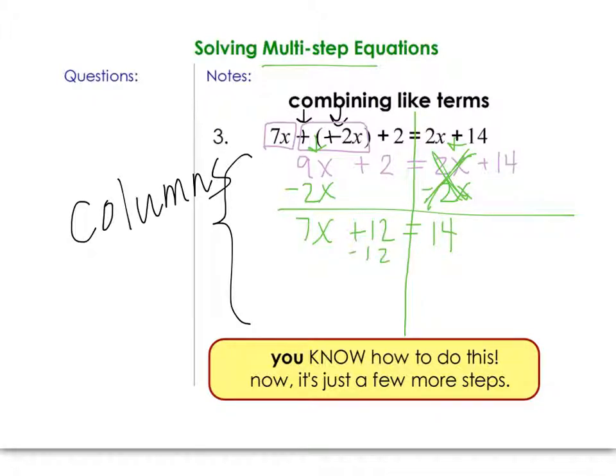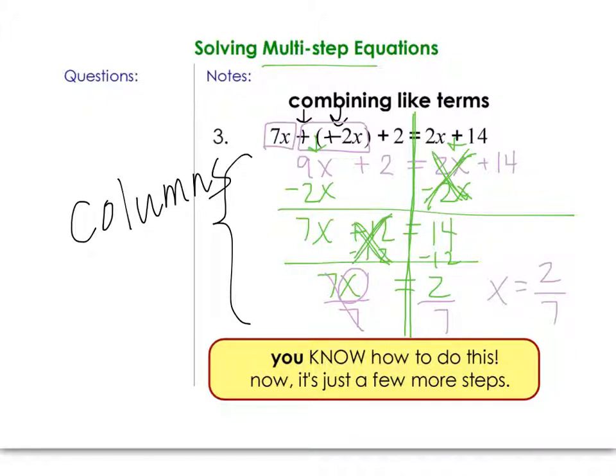Subtract 12 from both sides. Both sides of what? Both sides of this big line going down my equal sign. Those cancel. 7x equals 2. Well, if I divide both sides by 7, x is all alone, and x equals 2 over 7.